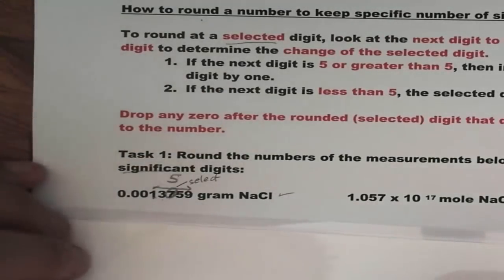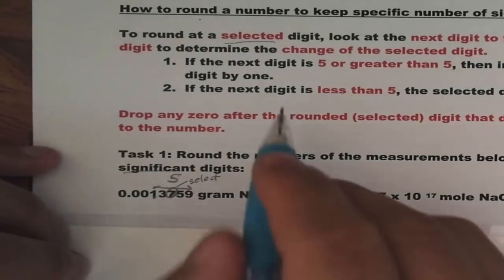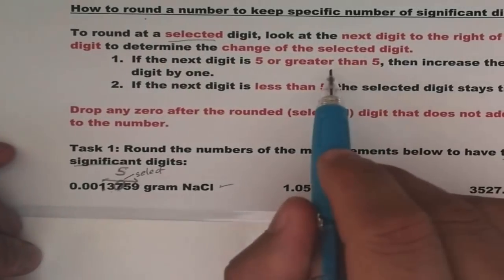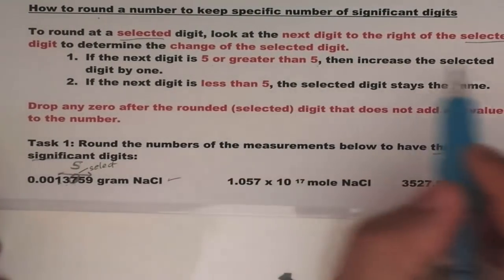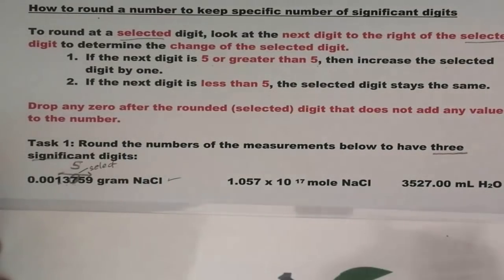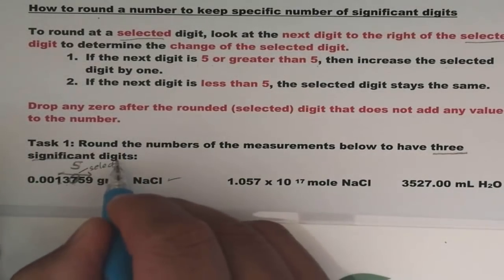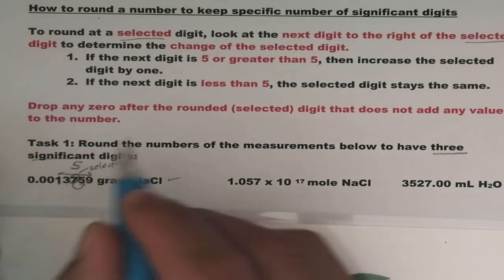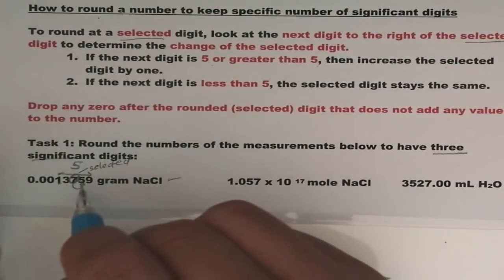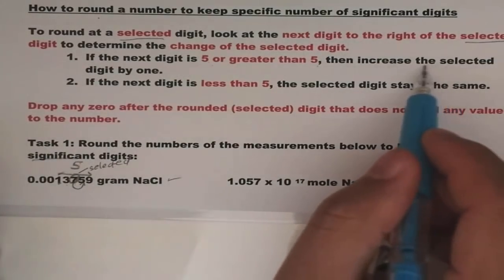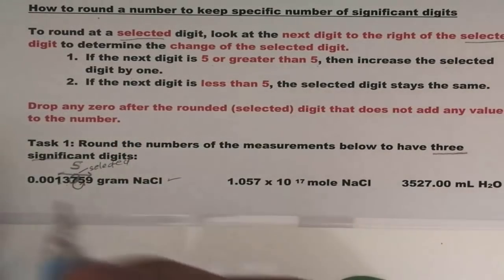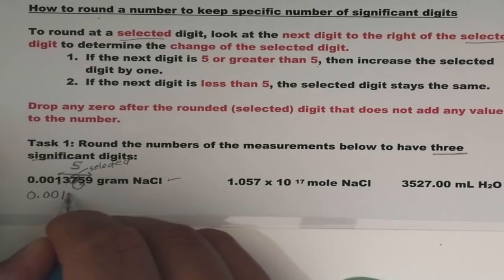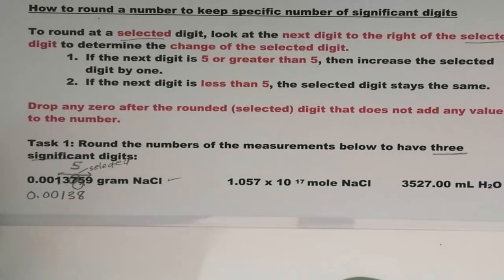Now let's go back to the rounding. So again, we look at the next digit of our selected digit, in this case 7. If the next digit is 5 or greater than 5, we increase the selected digit by 1. So in this case, the 7 right here is our selected digit, and we look at the next digit, which is 5. That 5 is 5 or greater than 5, so we're going to increase the selected digit by 1. So therefore, this 7 will become an 8. So we have 0.00138. Okay? Let's look now.